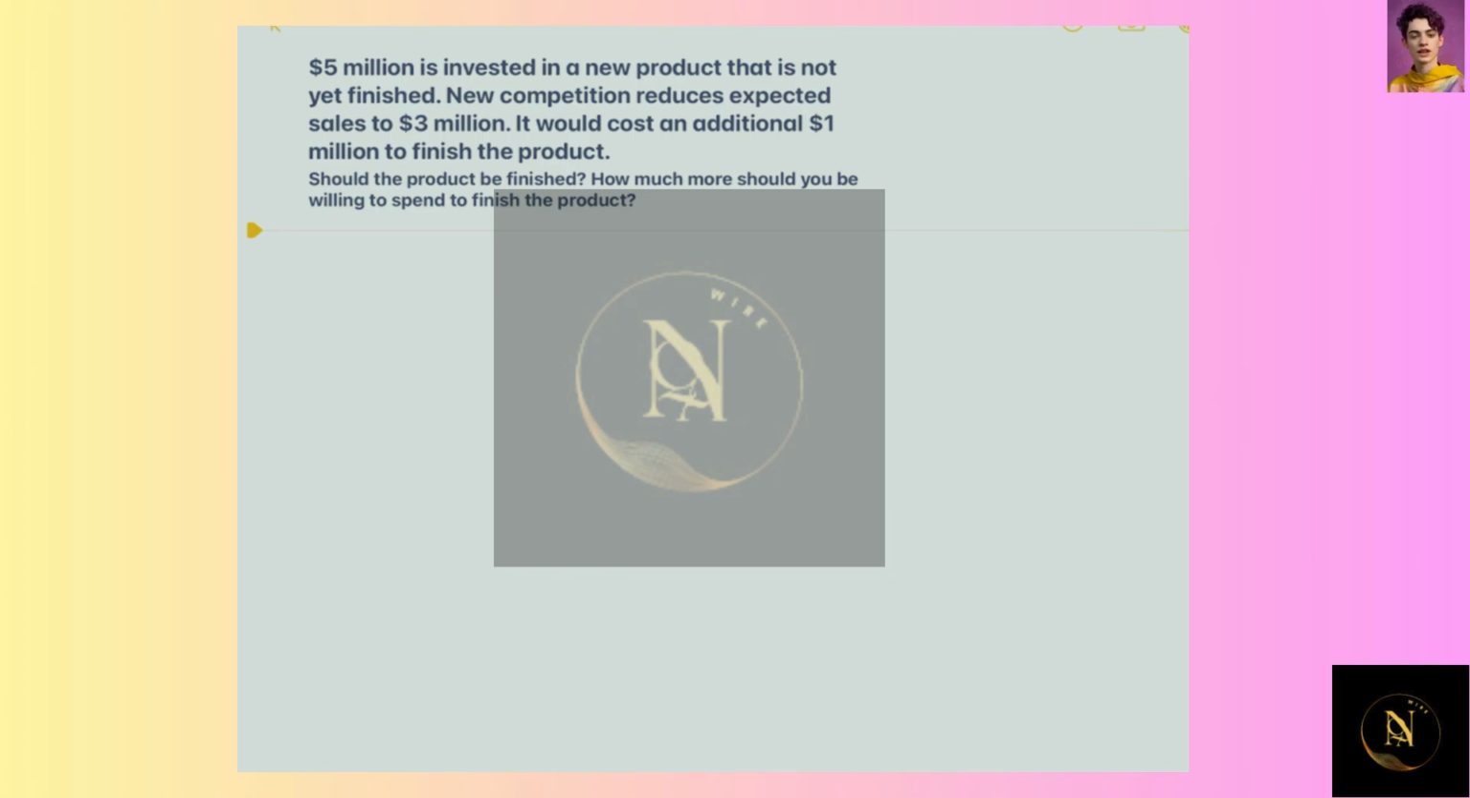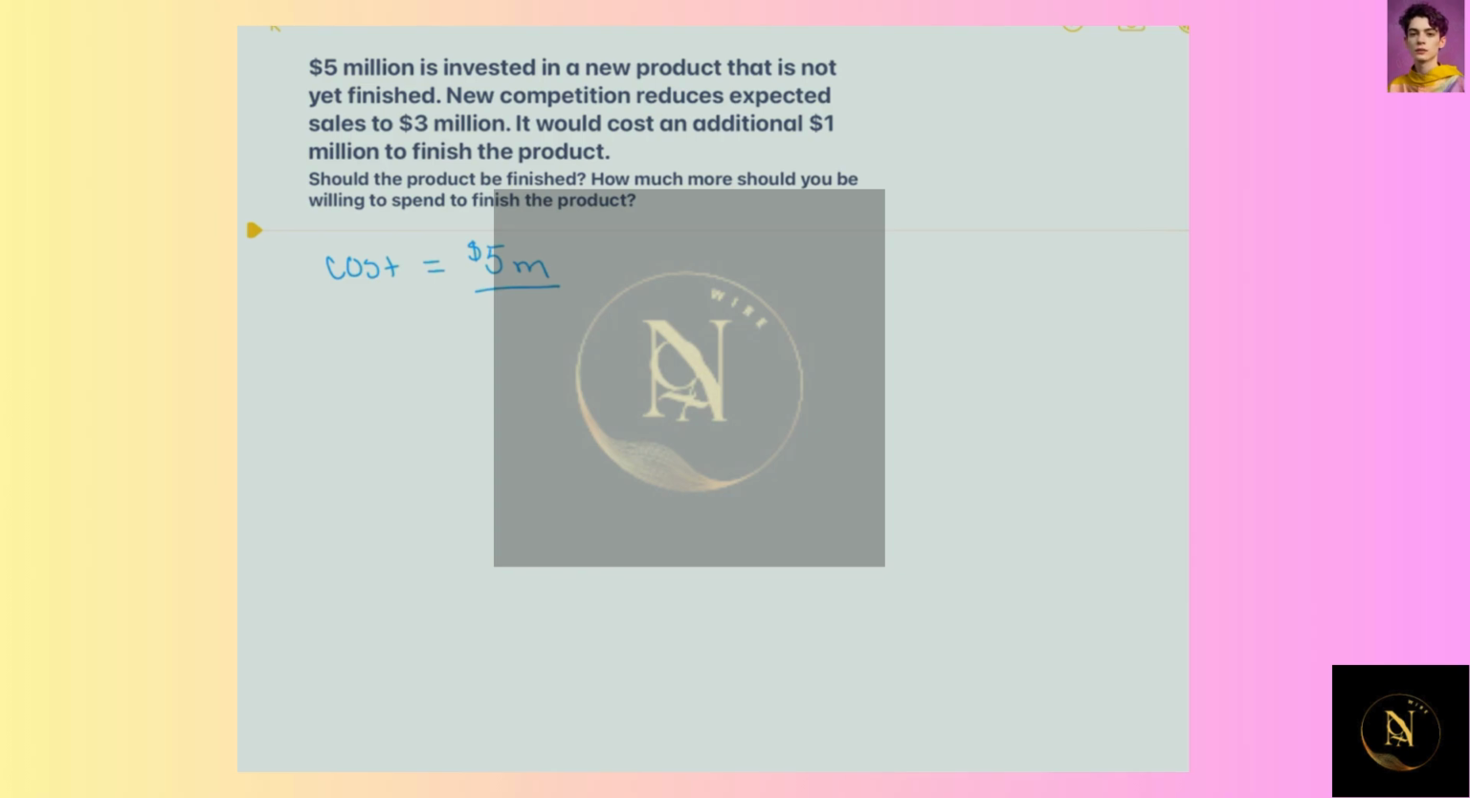So let's examine the cost of not finishing it. If we were to not finish this product, we would have a cost which is equal to the $5 million that we already dumped into it and zero profit. If we don't finish it, we don't get anything out. We're just going to end up losing this $5 million that we put into the product.